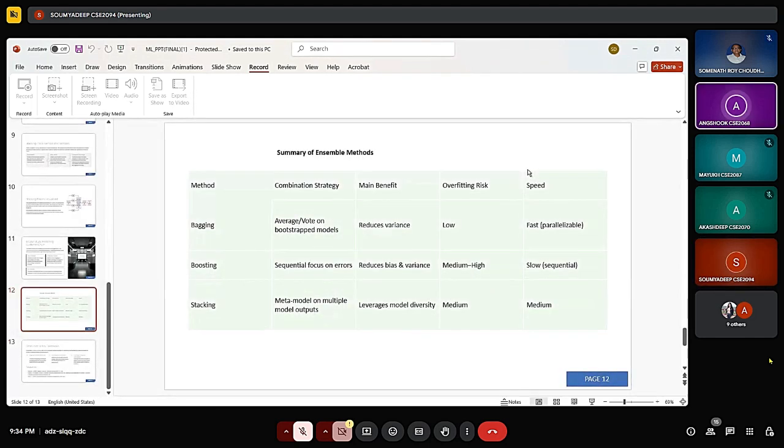So this is mainly the summary of ensemble methods: the method and combination strategies, the main benefits, overfitting risks, and the speed. Bagging uses averaging, the main benefit is that it reduces variance, the overfitting risk is low, and the speed is fast. Whereas boosting is sequential, focuses on errors, and reduces bias and variance. Its risk is medium to high and it is slow. Stacking, on the other hand, uses a meta model on multiple model outputs and leverages model diversity. Its risk is medium and its speed is at a medium pace. And the last slide, please.